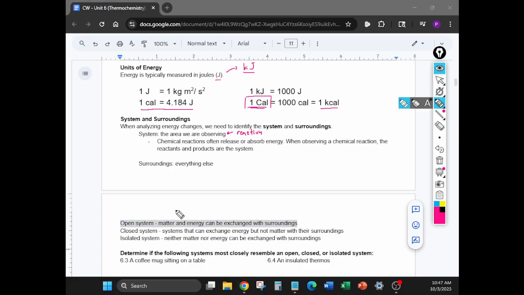So I like to use coffee as a good example. If you have a coffee mug with the lid open, energy and matter can go in and out. The gas molecules that come from the steam from the coffee can leave. If a bird poops in your coffee, it can go in. The energy, the heat, can leave as well. So matter and energy can leave the open coffee cup very easily. That's an open system. A good example is a coffee cup with the lid off.